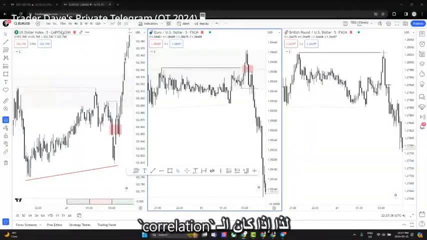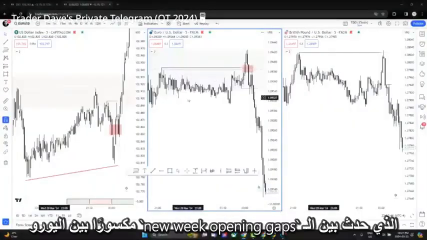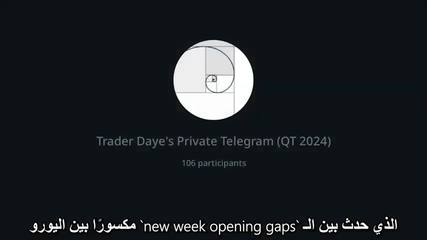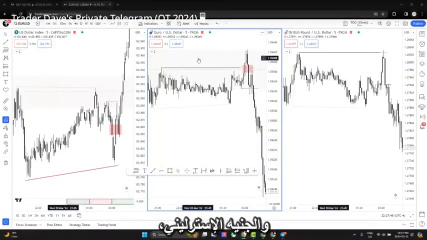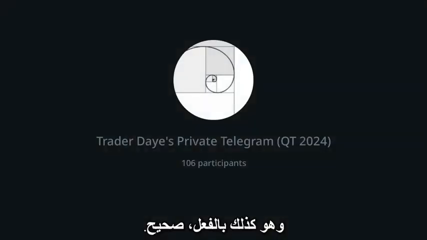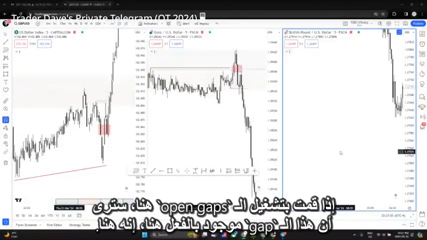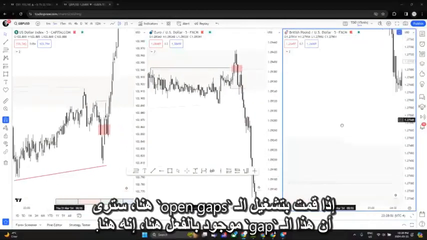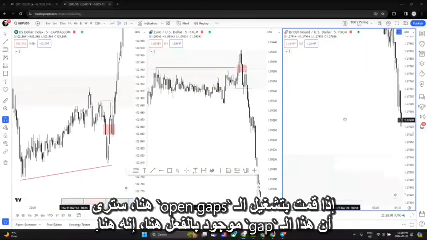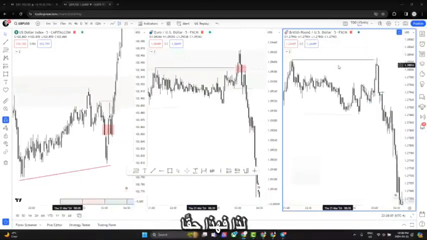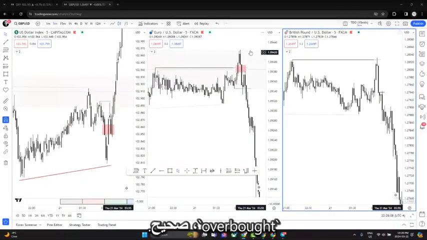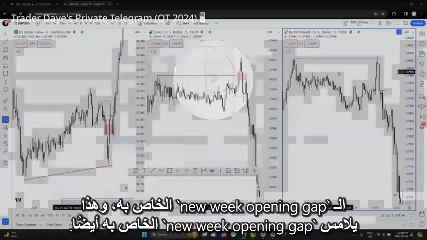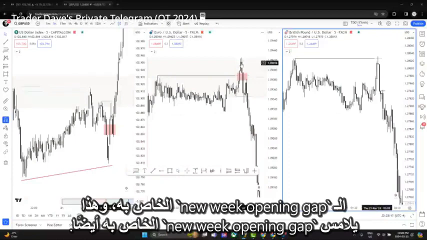So if the correlation which happened between the new week opening gaps was cracked between the euro and the Great British Pound, which it actually is, because if I turn on the open gaps here, you'll see that this gap is actually here. It's here. So this is really overbought. If it was perfect, this would be touching its new week open gap, and this would be touching its new week open gap as well.